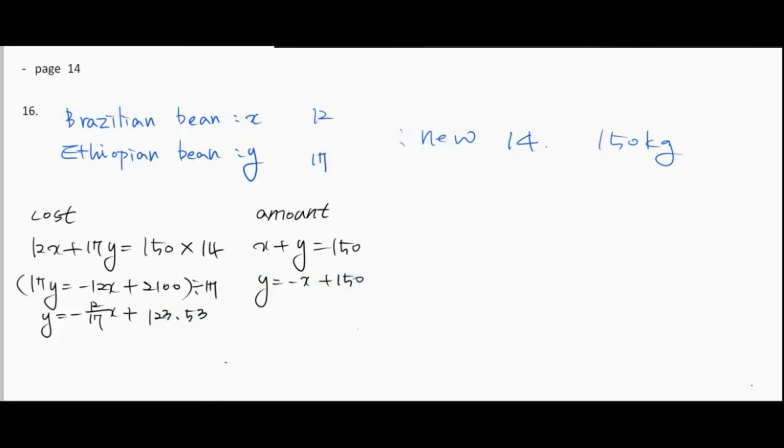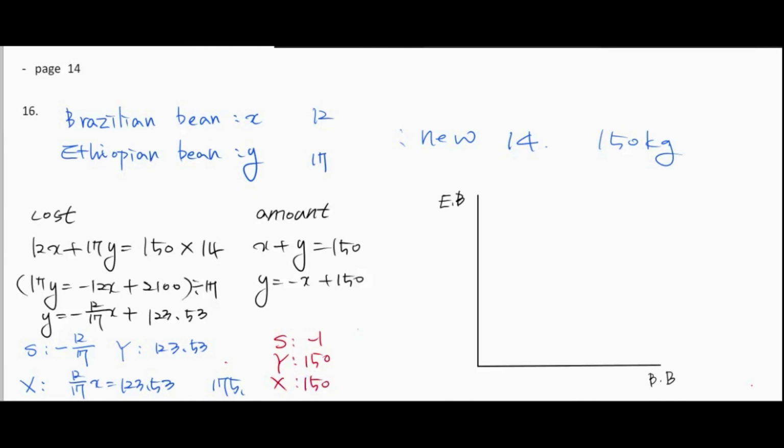And this time, let's get the slope first. The slope is minus 12 over 17. The y-intercept is 123.53. And the x-intercept, when you calculate for this, 12 over 17 x equals 123.53, and this will be 175. And for the amount, slope is minus 1. The y-intercept is 150. And the x-intercept is 150.